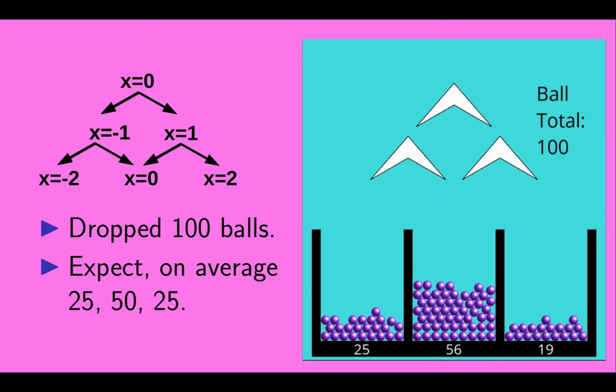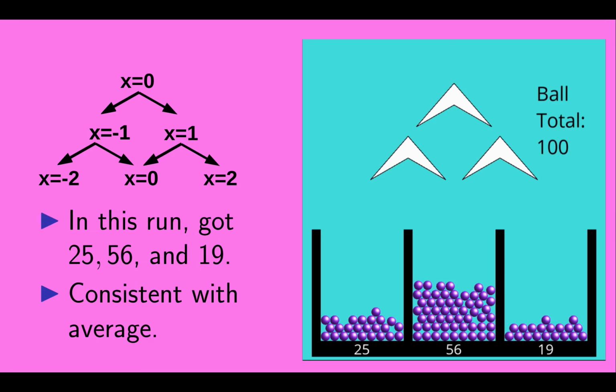Anyway, we dropped 100 balls. We expect, on average, to have 25, 50, and 25 in the 3 bins, respectively. In this run, we got 25, 56, and 19. This is statistically consistent with what we would expect on average.